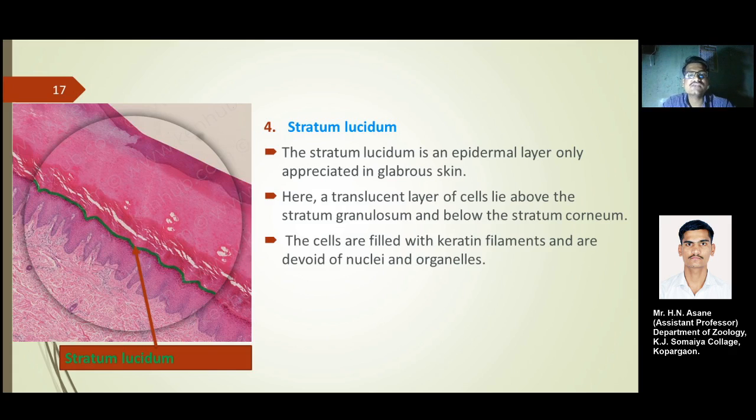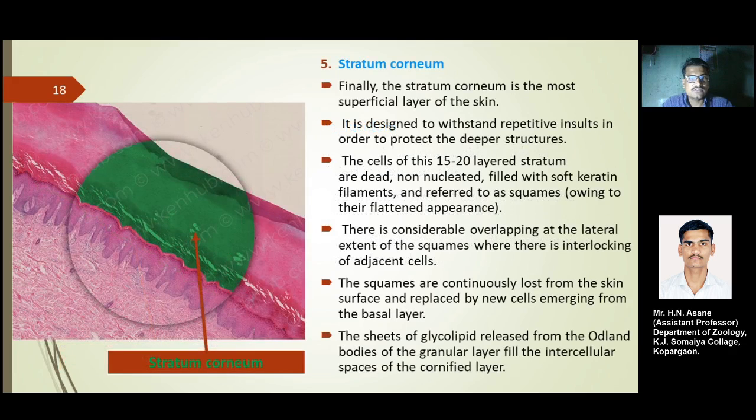The cells are filled with keratin filaments, and whether the keratin pigments are hard or smooth will be maintained by this stratum lucidum, and then the skin tones are made to look different. The filaments are devoid of nuclei and organelles. As you can see in the picture, the fine line of this stratum lucidum is highlighted in green color. Okay, so let's move forward.